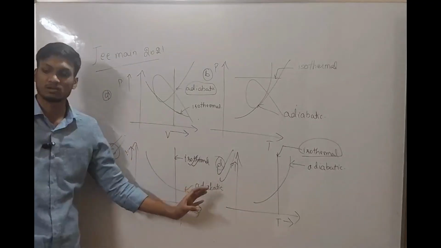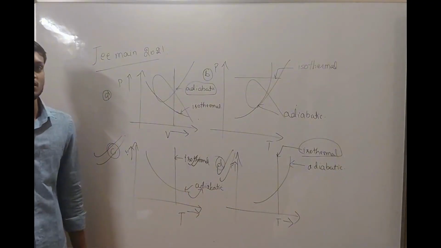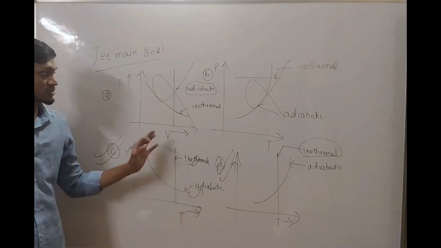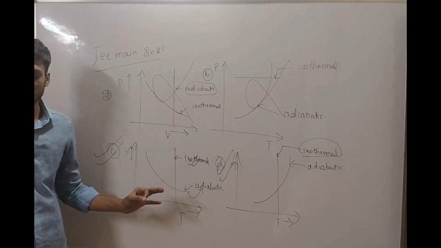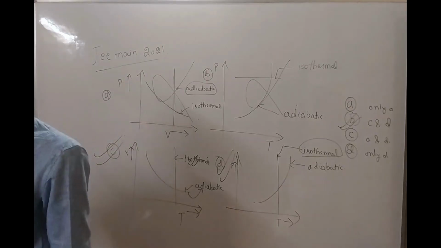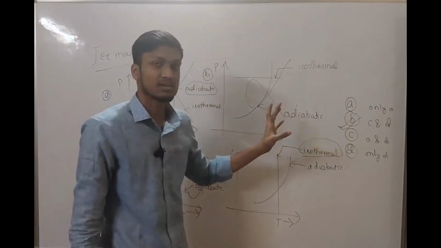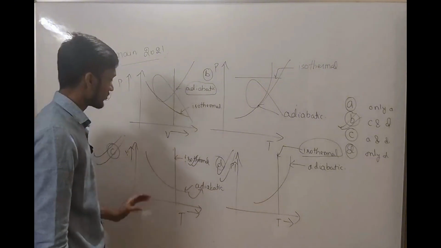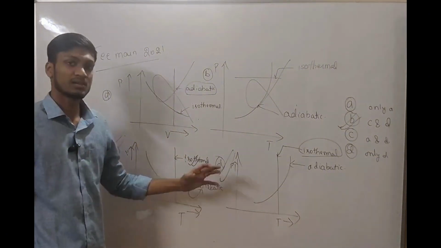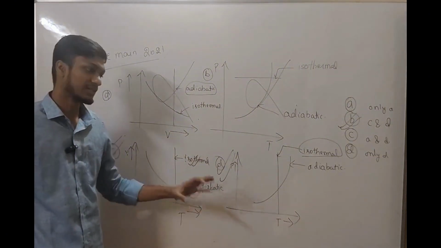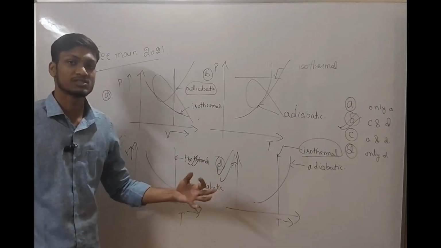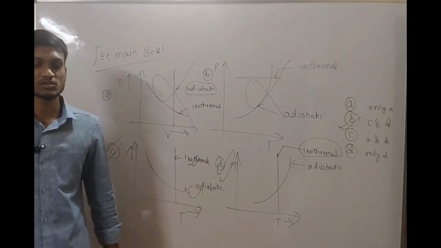These two were the correct options that we could have marked for this question. Among the given options, definitely B is the correct option, as both C and D represent the correct graphs for the thermodynamic processes. Let's move on to the next question.